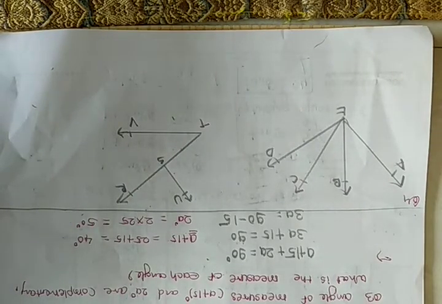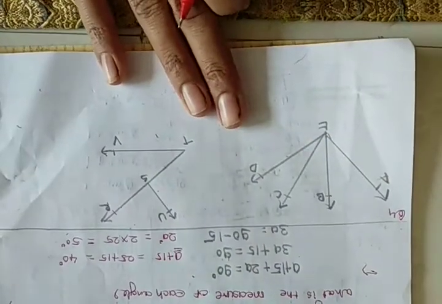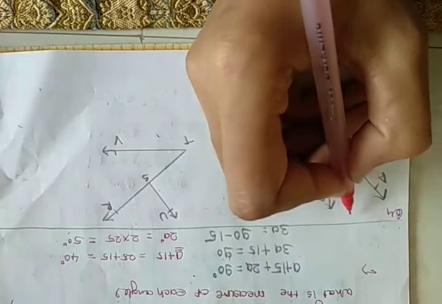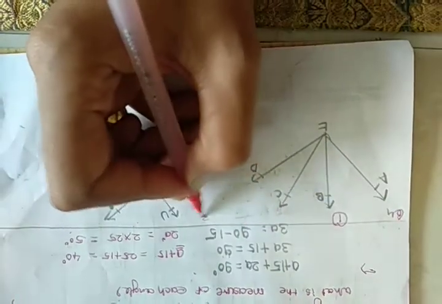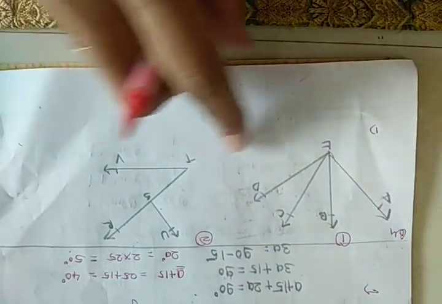Question number 4. Based on the adjacent angle, name the pair of adjacent angle in the figure below. Here write down the name of the pair of the adjacent angle. This is figure 1 and this is figure 2. So write here pair of adjacent angle.